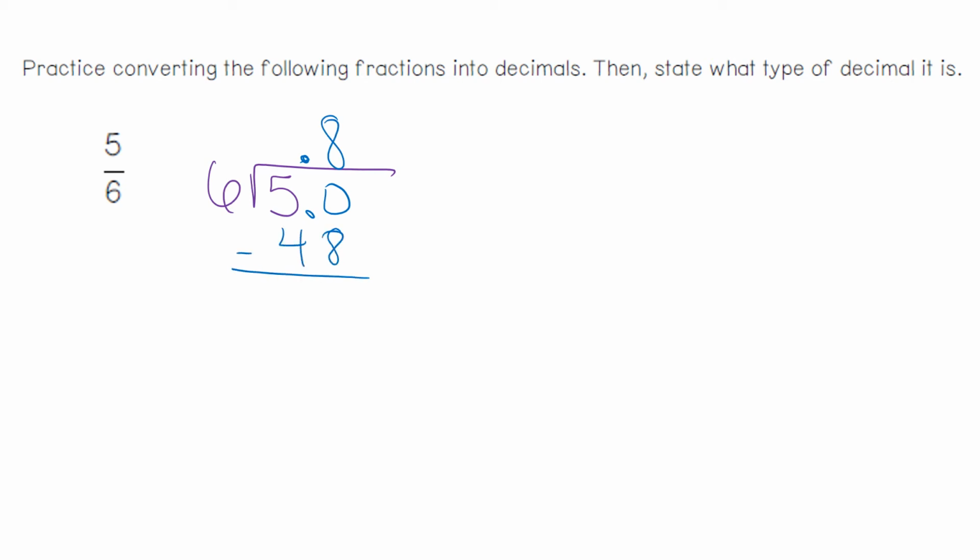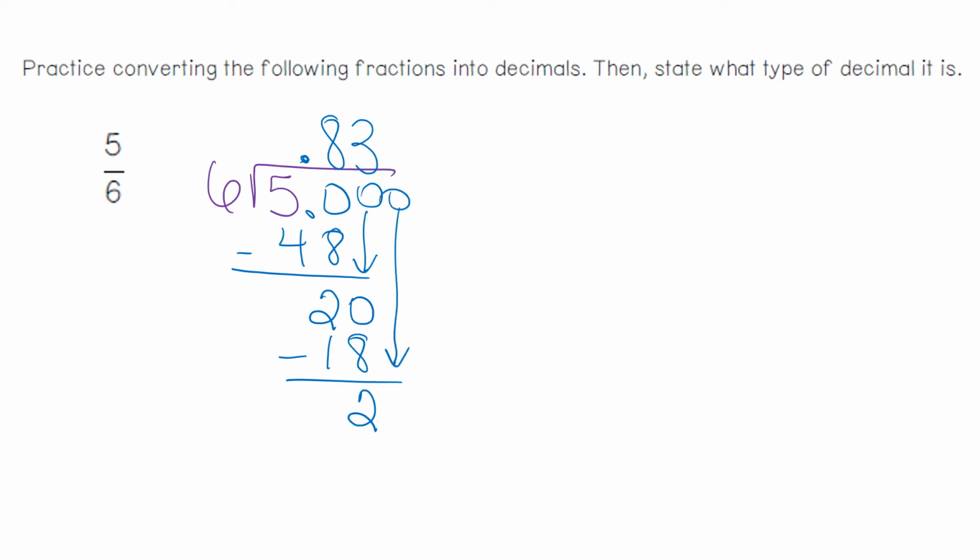Again, watch your place value. 50 minus 48 would be 2. So add that 0 and bring it down. 6 goes into 20 3 times. 3 times 6 is 18. Subtract, and you can say, oh, I have a 2 again. There's no way to break that pattern. If I were to add that 0 and try again, I'm still going to get 3. So I cannot break the pattern.